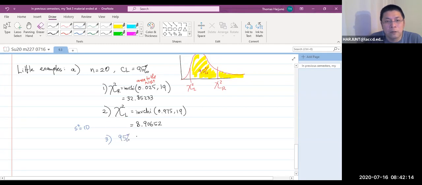95% confidence interval for sigma squared is given by degree of freedom 19. Let me keep 19 times 10 over chi squared right, 32.85233, less than sigma squared less than 19 times 10 over 8.9065.